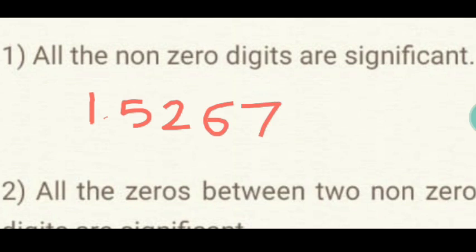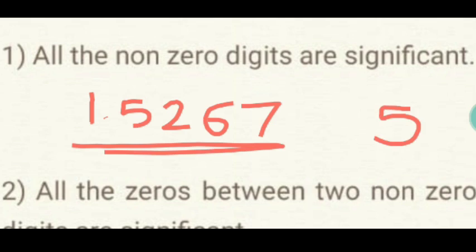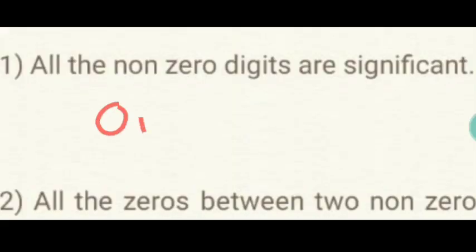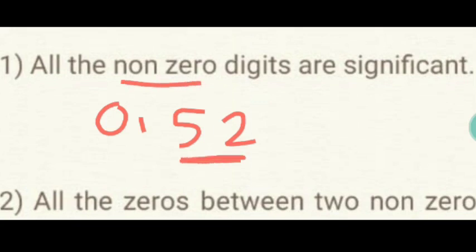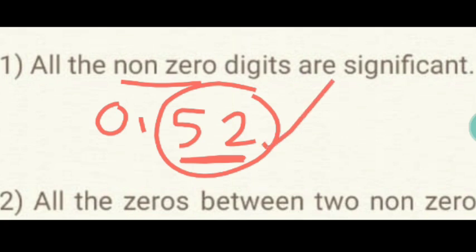So all the non-zero digits are significant. So this number will have the significant digit of 5, right? Suppose there is a number 0.52. So how many non-zero numbers are there? These 2. So these 2 are definitely significant digits. But whether this 0 is a significant digit or not, we will see in the next rule.